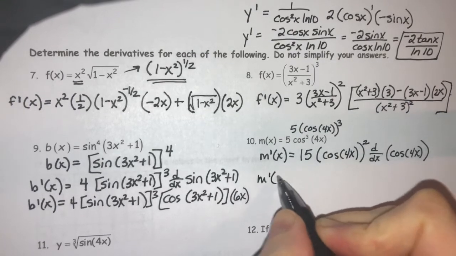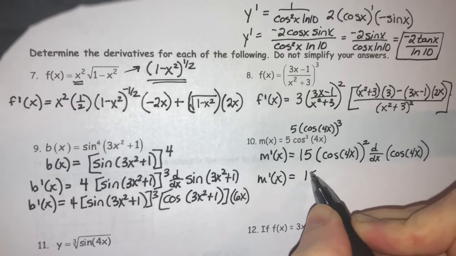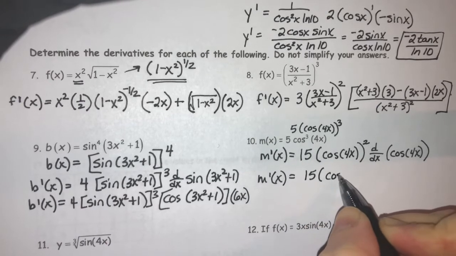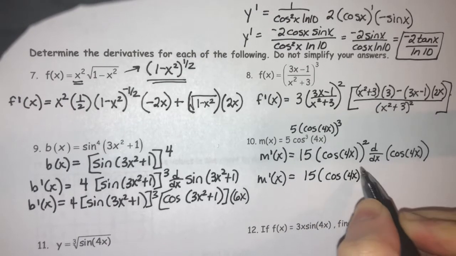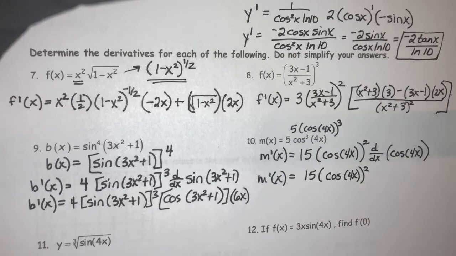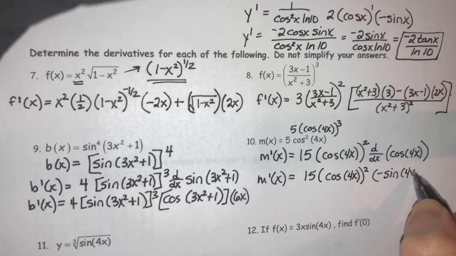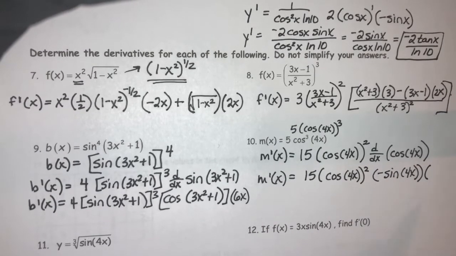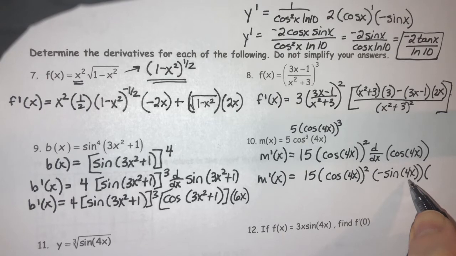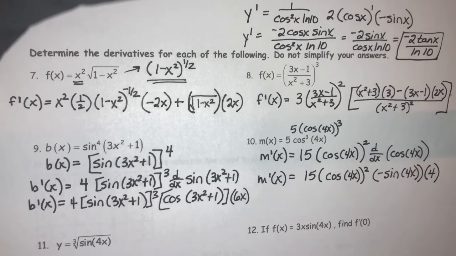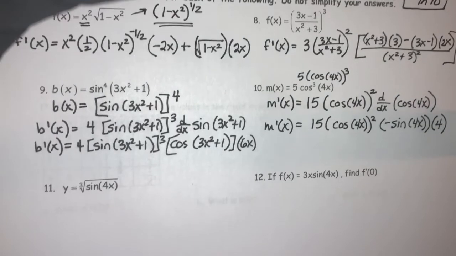So m prime of x is equal to 15 times the cosine of 4x squared. The derivative of the cosine is the negative sine. Copy the inside function and then multiply by the derivative of that inside function 4x, which would just be 4. And that one is now done. Okay, moving down to number 11.